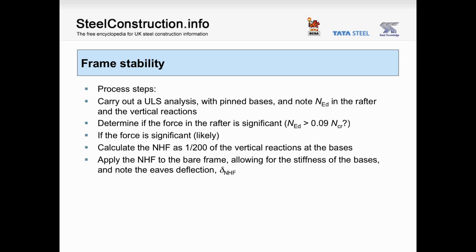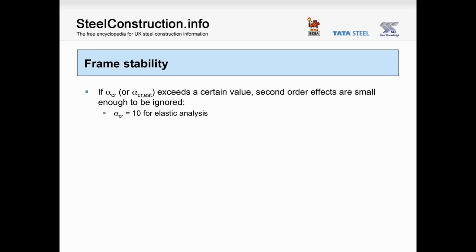It's recommended that we allow for the base stiffness, and we then take a note of the lateral drift at the column top, delta NHF. Then we can proceed to calculate alpha crit est. If axial force is significant and alpha crit est exceeds a certain value, then second order effects are small enough to be ignored. That value, if we're undertaking elastic analysis, is a value of 10.